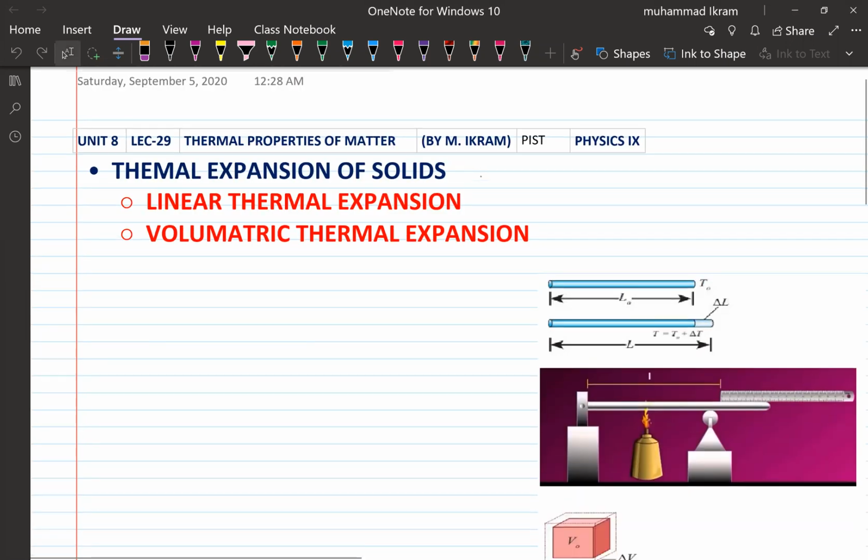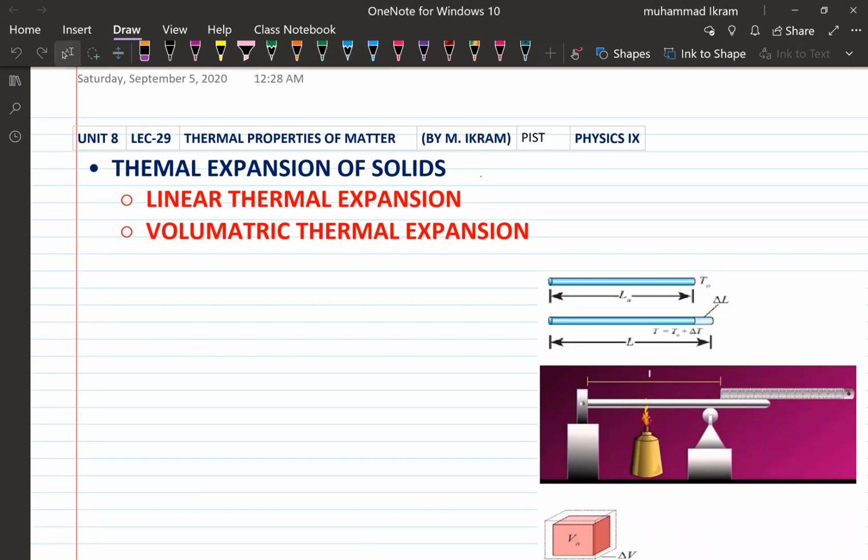Class, you know that when you were in the junior classes, you might have come across one sentence: that substances expand on heating and contract on cooling. So today we will apply this effect to solids and liquids, and we will study it in great detail, particularly its application, or merits and demerits, in our daily life. So let us start with our topic.